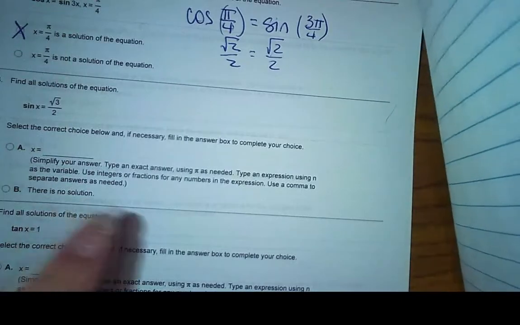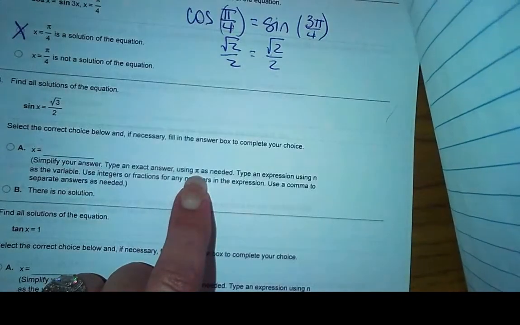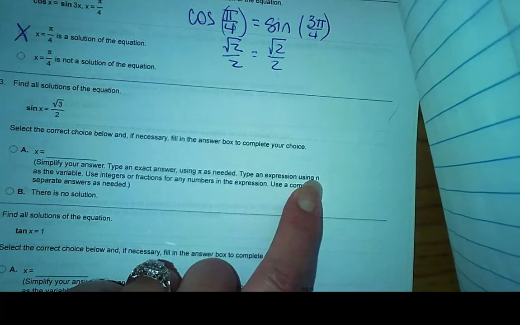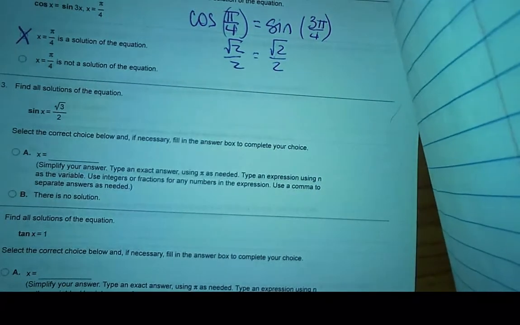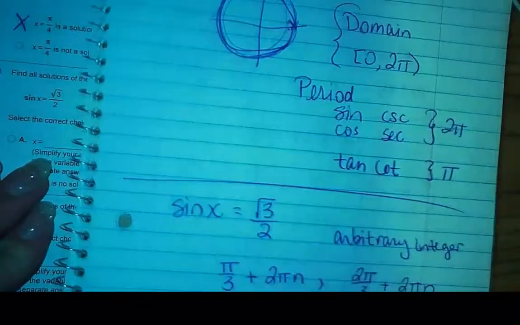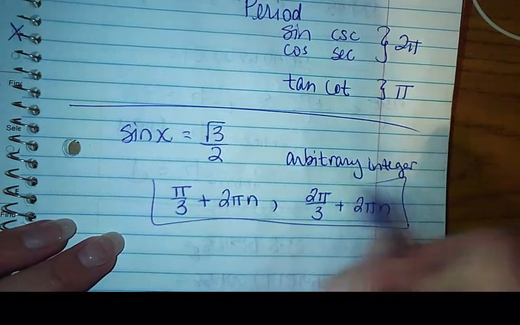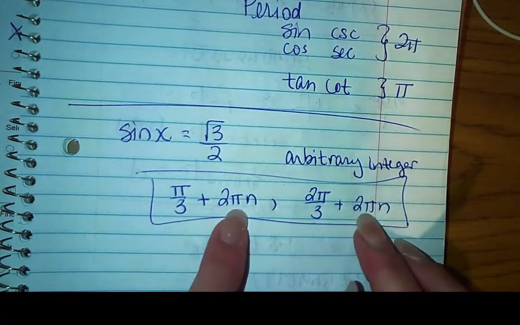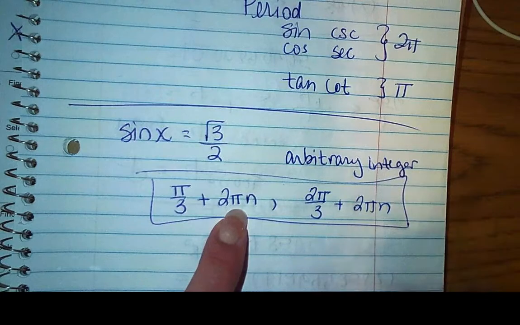Okay? So that's why it says use pi as needed. Use an expression using n as the variable. Use integers or fractions for any numbers. Use a comma to separate answers. So this is your answer. Find the places within one lap and then acknowledge the period of the function times n. Okay? So let's do another one.